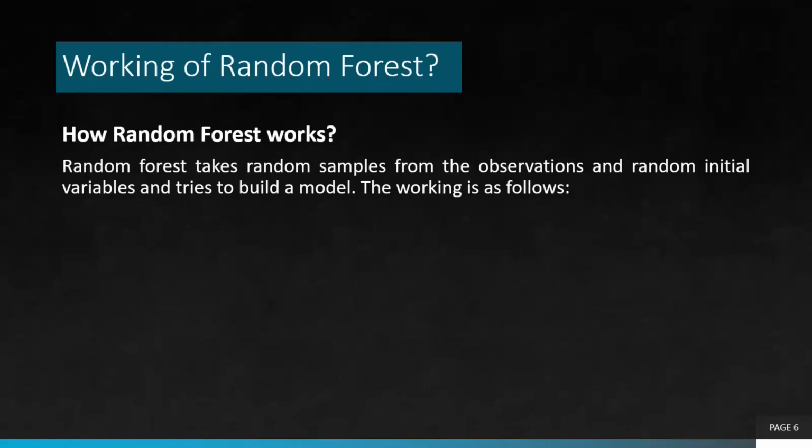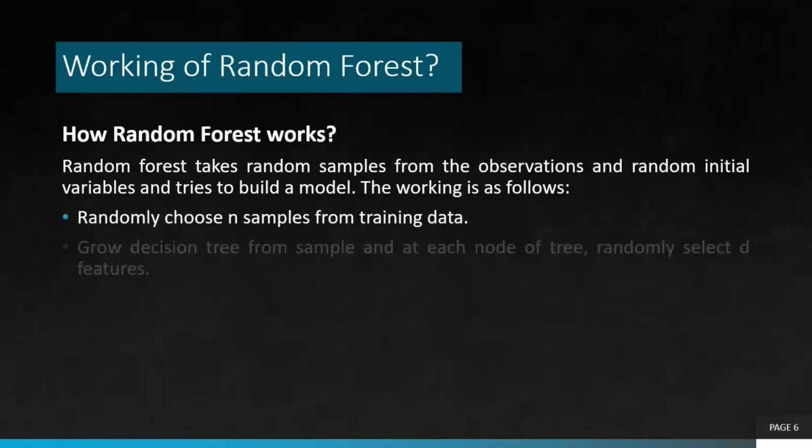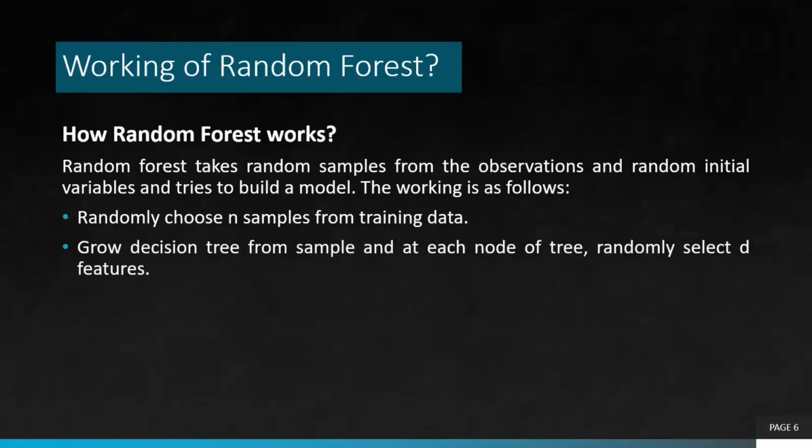So now it's time to learn how random forest actually works. Random forest takes random samples from the observations and random initial variables and tries to build a model. The working is as follows. First of all, it randomly chooses n samples from the training data. Then it grows a decision tree from the sample, and at each node of the tree, it randomly selects d features. Then it splits the nodes using features that provide the best split.